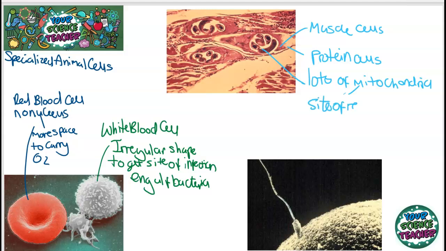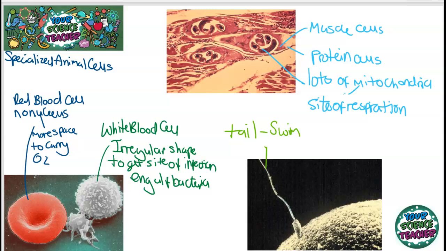The last one that we're going to look at is sperm cells. And sperm cells have lots of different adaptations. Perhaps the most obvious adaptation of a sperm cell is the fact that it has a tail, and that is obviously so it can swim to the egg. This is actually an egg cell, and you can see how much larger the egg cell is than the sperm cell, and that's quite significant as well.